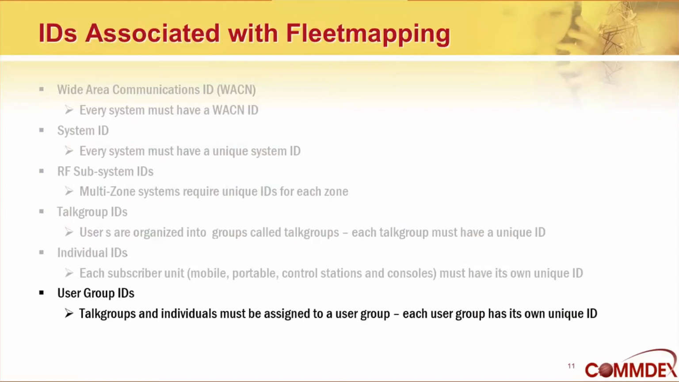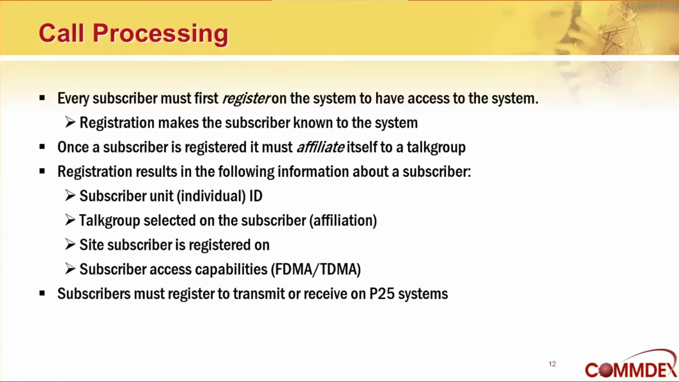And user groups have IDs as well. So you can see there's a lot of ID numbers that have to be assigned. So how are these used? Well, there's two processes you probably want to be familiar with when a user gets a trunk system.